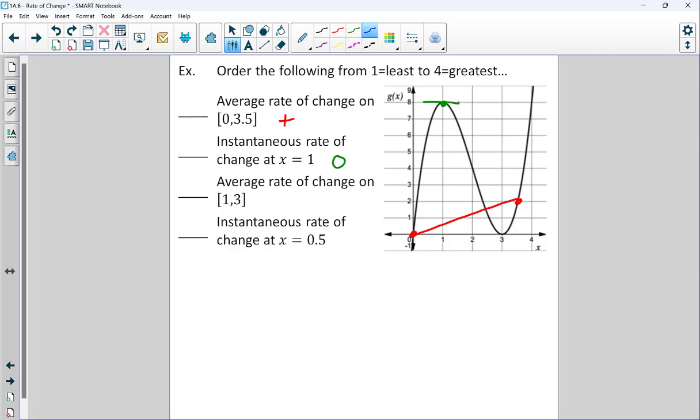Average rate of change from 1 to 3, that one's going to be negative. And the instantaneous rate of change at 0.5, somewhere around here, drawing a tangent line, that's going to be positive, but that positive is definitely going to be more positive than this positive. So that one would be the greatest, and then this would be the least. 3, 2, 1, 4 in that order.